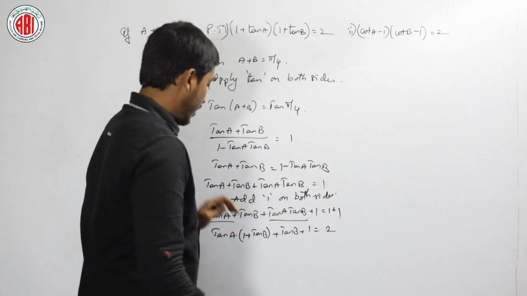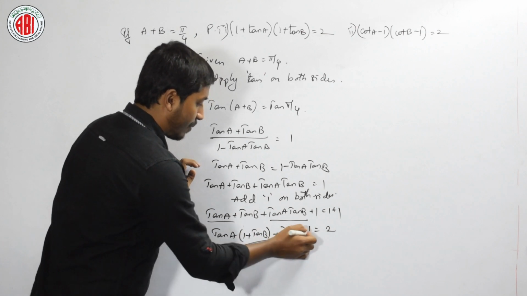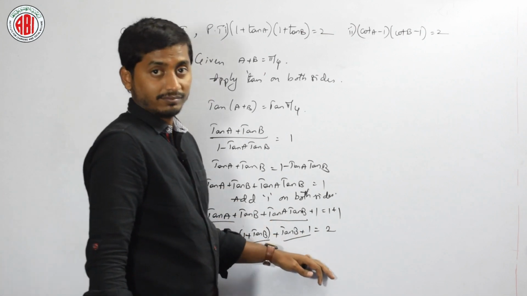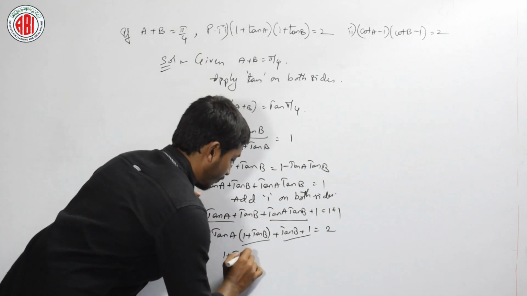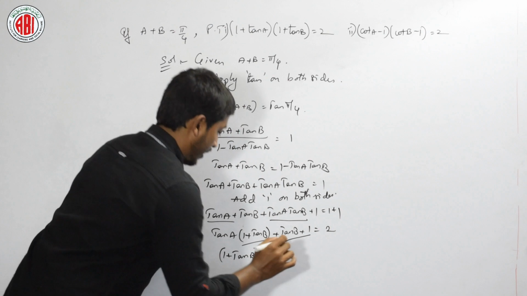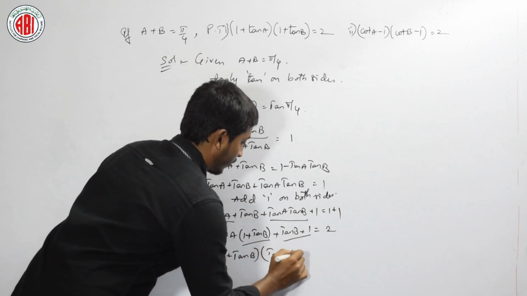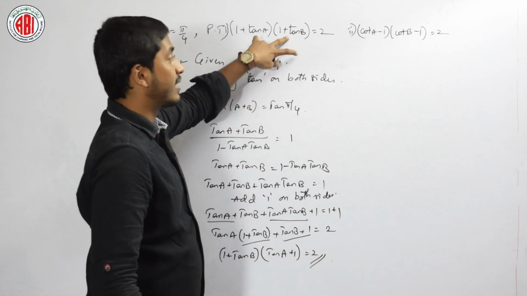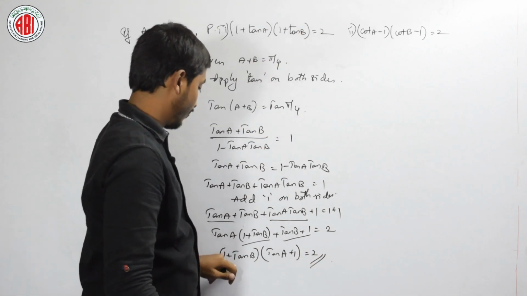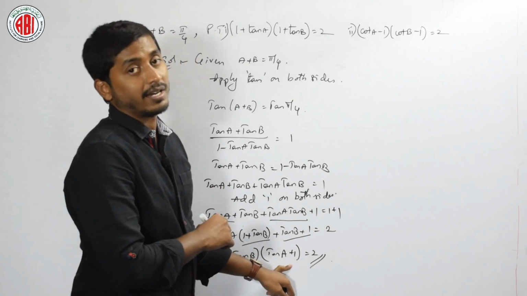Is it clear? Now if you observe, 1 plus tan b here and 1 plus tan b here, both are common, isn't it? Now let us take that 1 plus tan b as common. What we will get? Here it is tan a, here it is 1, is equal to 2. Is it the same which they are asking? (1 plus tan a) into (1 plus tan b) equal to 2. Is it clear? This is a 4 marks question, try to concentrate here.